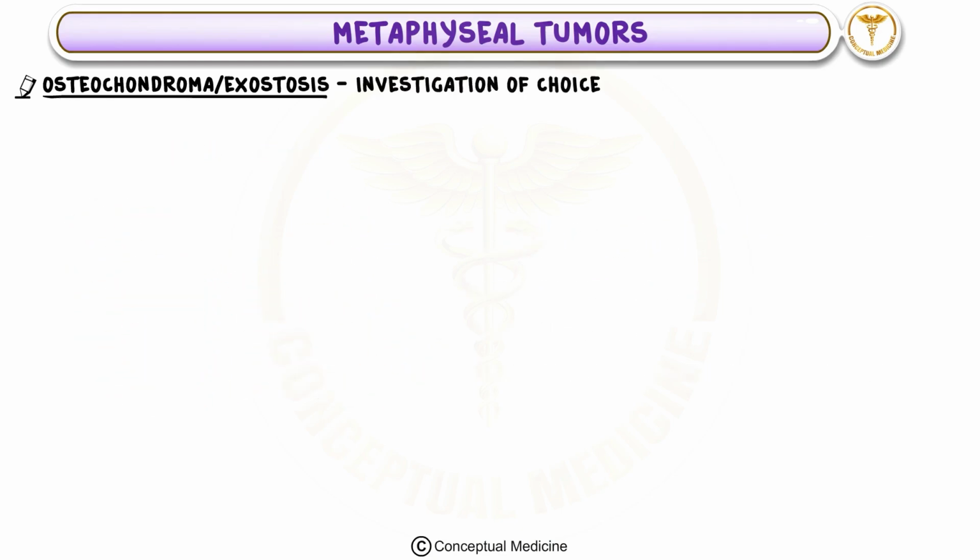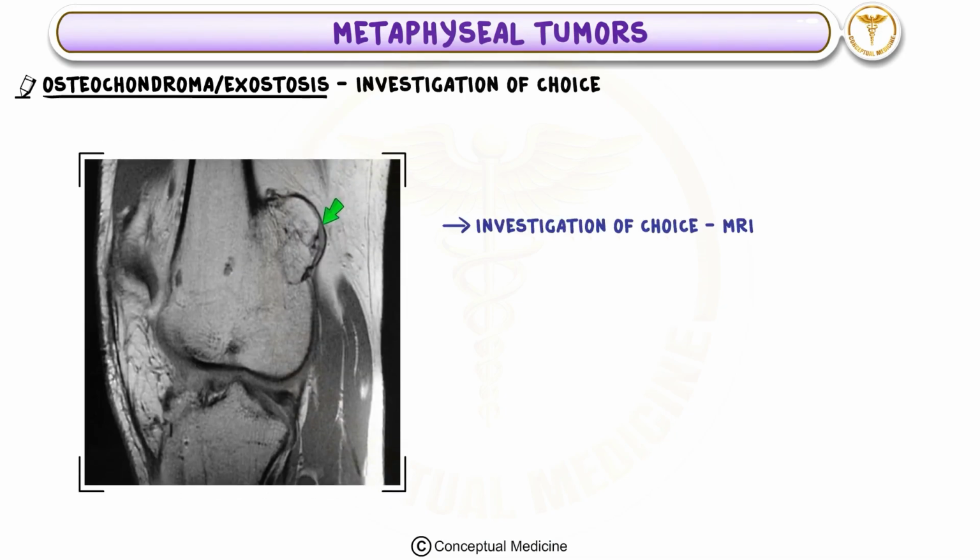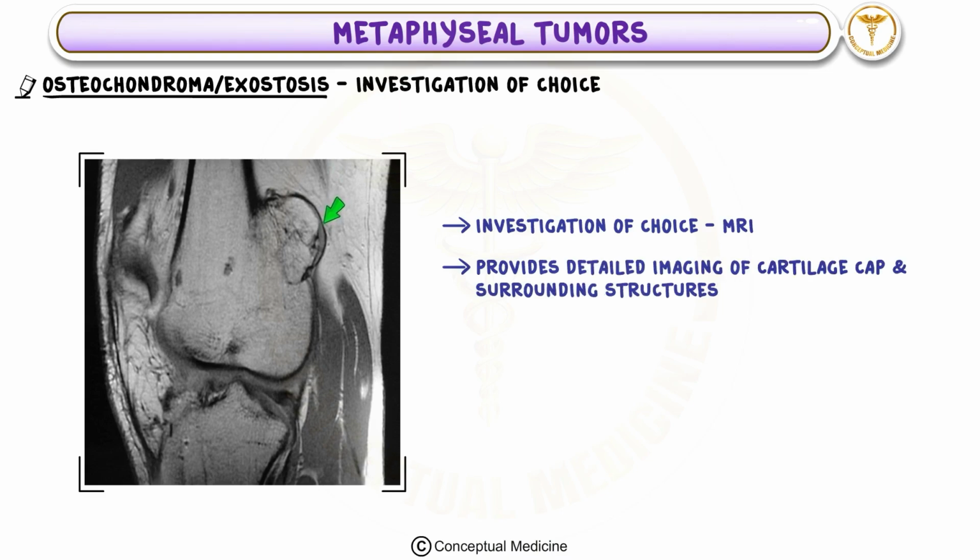Investigation of choice. To evaluate for malignancy, the investigation of choice is MRI. It provides detailed imaging of the cartilage cap and surrounding structures. It's essential for assessing suspicious growth or changes.